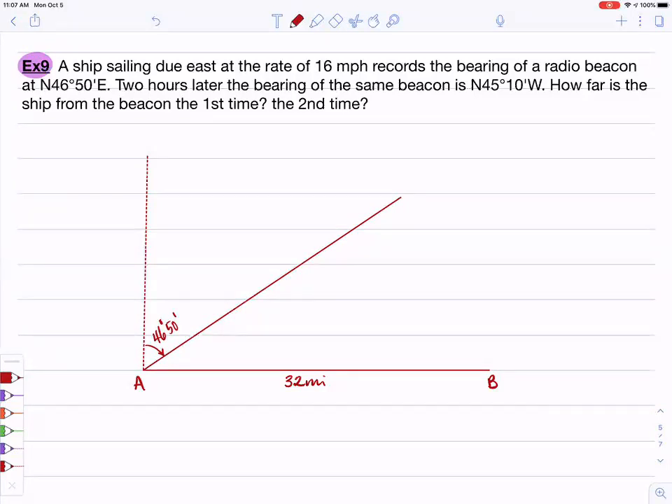There is a typo in this question. This angle right here should be, ooh, I think it's 4310. I'll tell you when we get there.